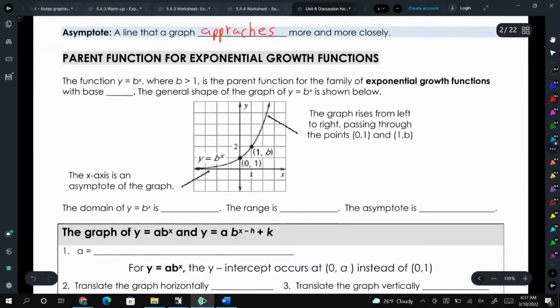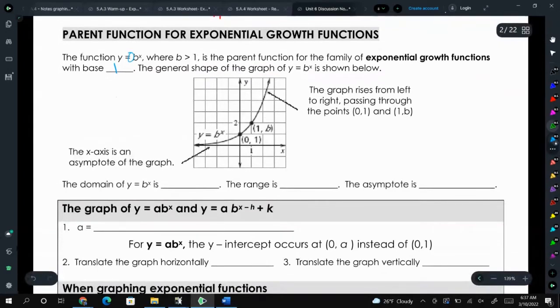So here it says the function y equals b to the x, where b is greater than 1, is the parent function for the family of the exponential growth functions like we talked about before, with a base 1, because there's no number out in front, there's no a value. The general shape is shown below. And you can see (0, 1) is a point on the graph, and (1, b) is another point on the graph.